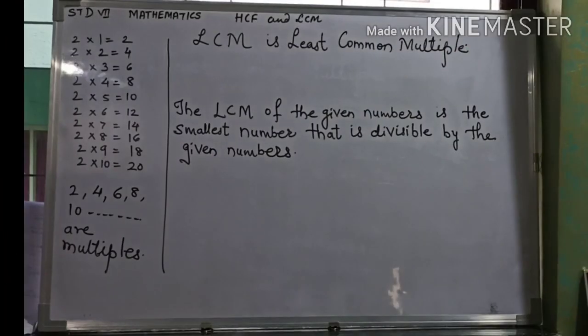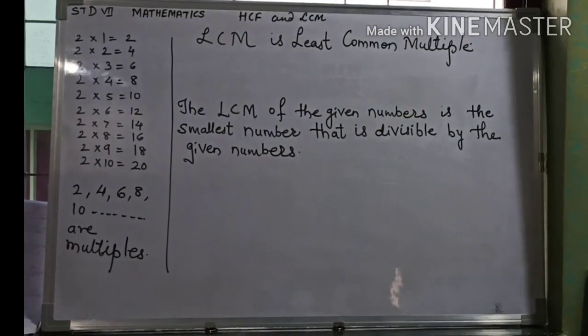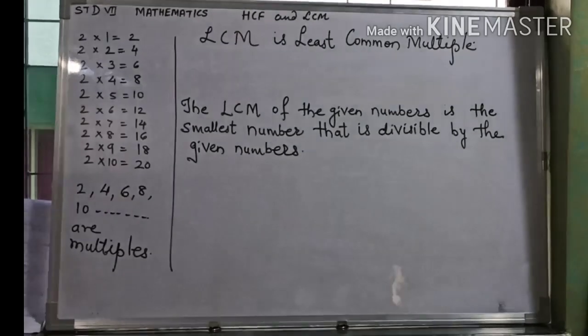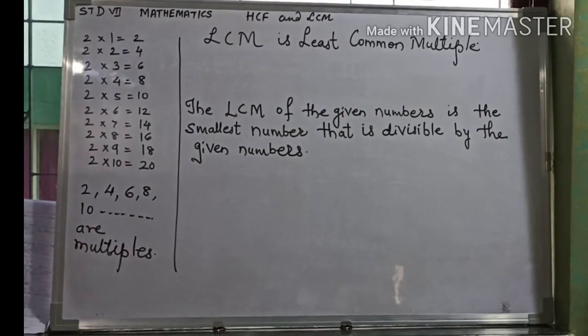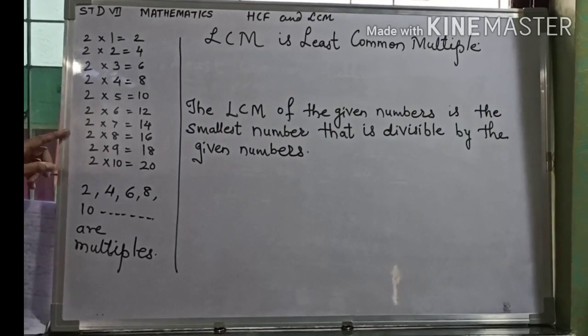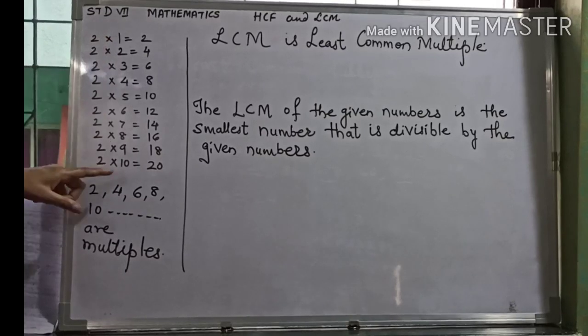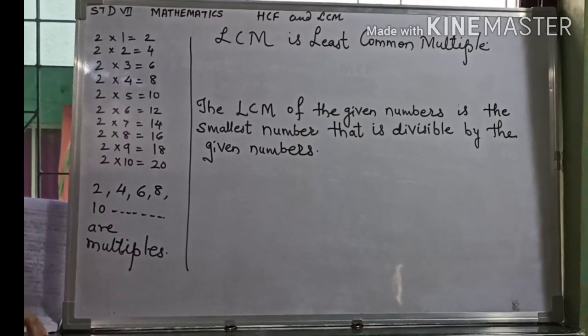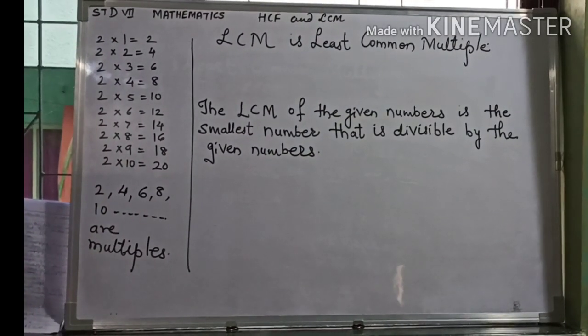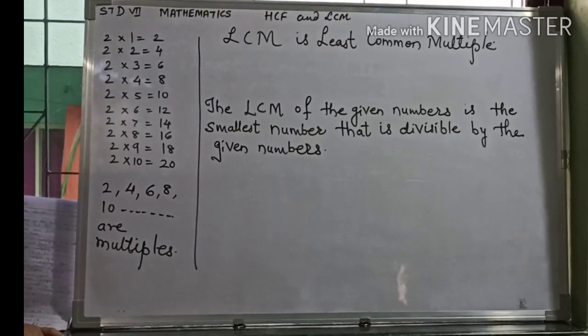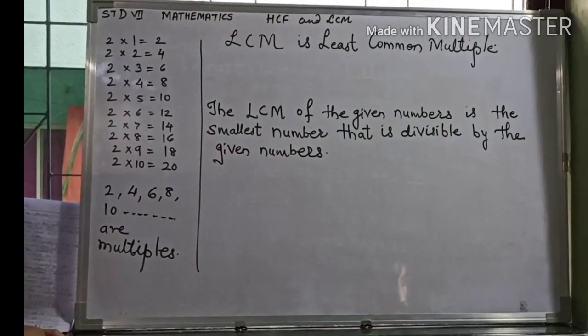Dear students, in the last video, we learned how to find LCM. In this video, we will be learning about LCM. Look at this table. Here 2 is multiplied by the numbers from 1 to 10. After multiplication, we get the numbers 2, 4, 6, 8, 10 and so on. These are called the multiples.